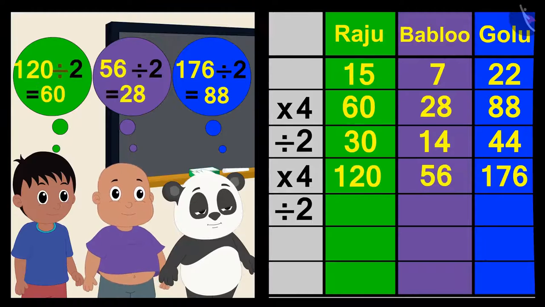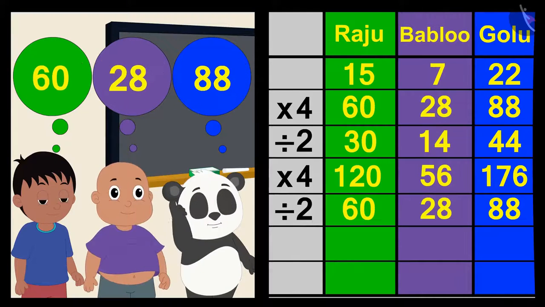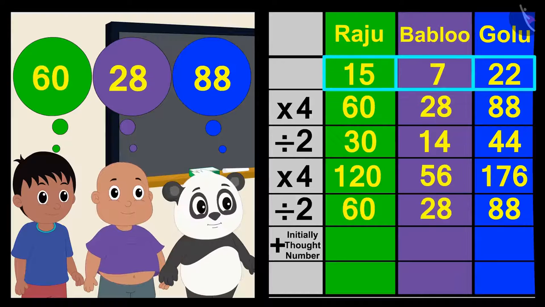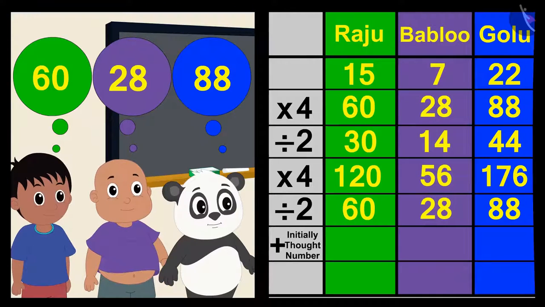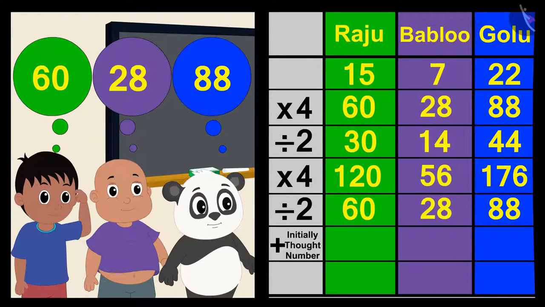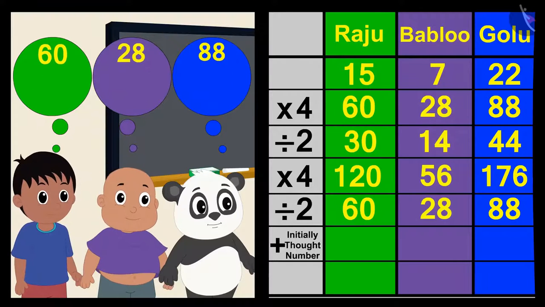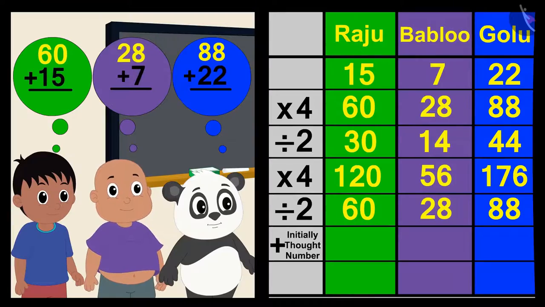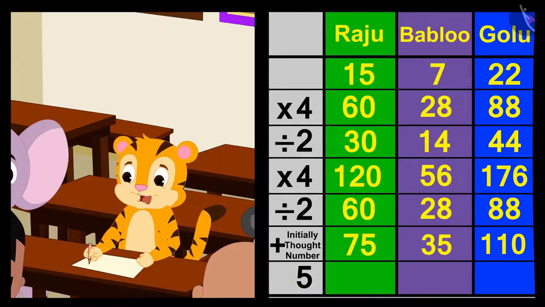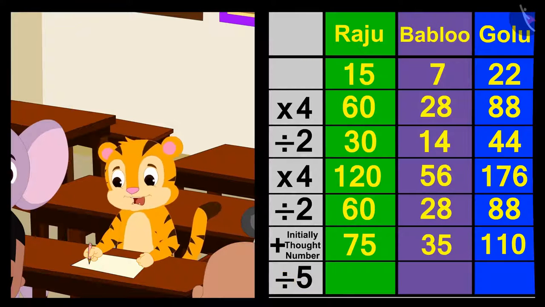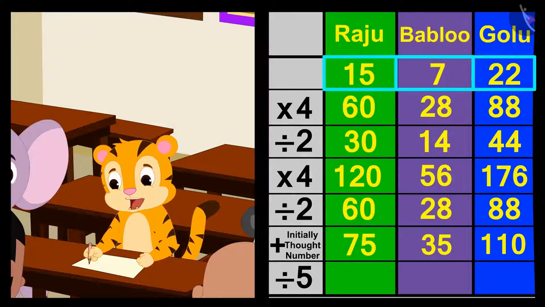Now, add your original number to your answer, Sher Khan said. The three friends added the initially thought number to their answer, just as Sher Khan had said. Now, if you divide your answer by 5, then you will get your originally thought number in the answer.